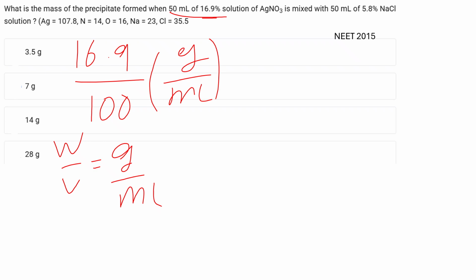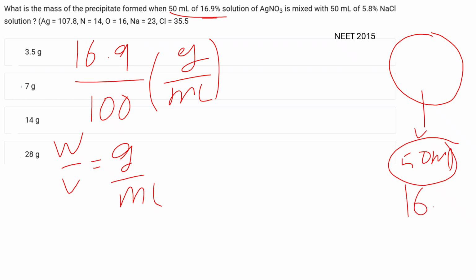If we have a total container, and I am taking 50 ml from this, the 50 ml is made up of 16.9% solution. This is a condition. The total can be 1 liter, and from it I am taking just 50 ml. That 50 ml solution contains 16.9% of silver nitrate. That's it. So I multiply by 50 ml. The ml gets cancelled. 50 multiplied by 16.9 divided by 100.